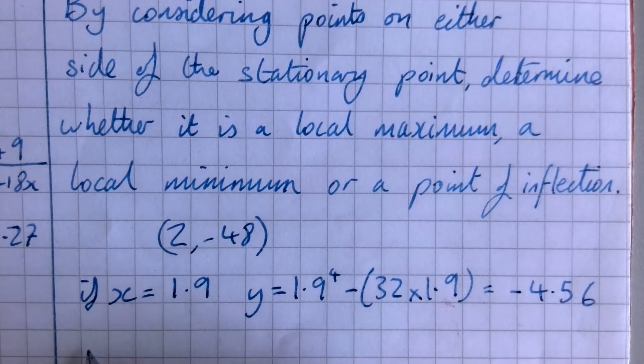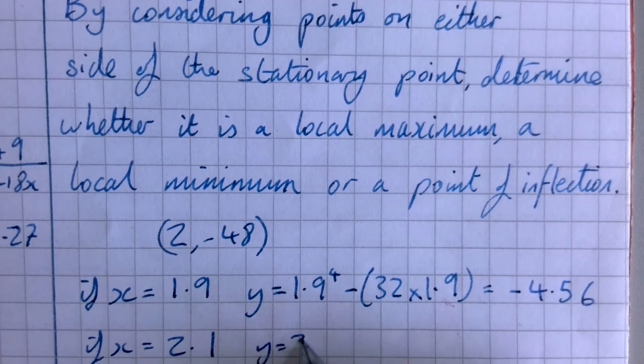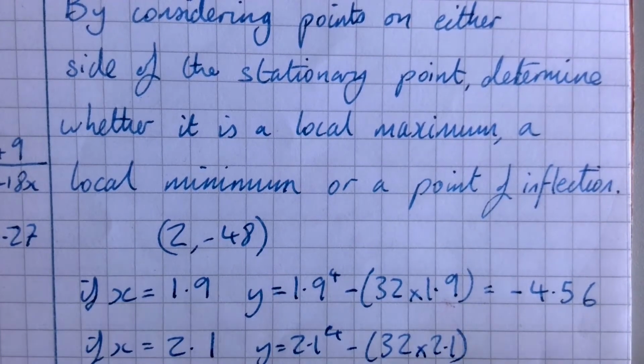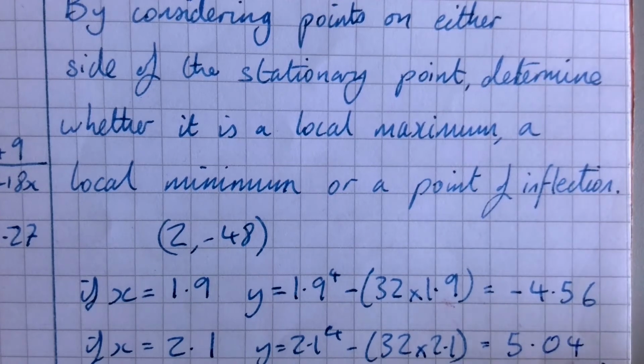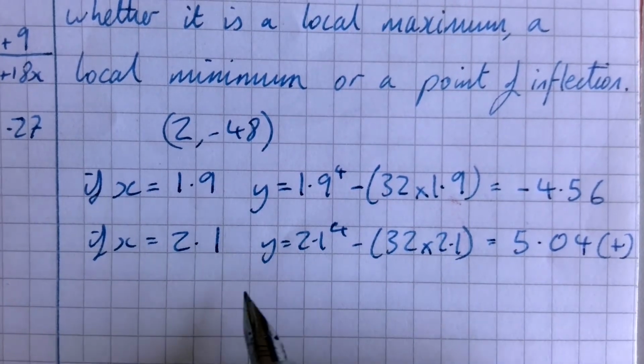And then if we go for x is 2.1, we would do y is 2.1 to the power of 4 take 32 times 2.1. Put that into your calculator, and we should get 5.04, which is positive, isn't it? So now we need to think about what's happening.